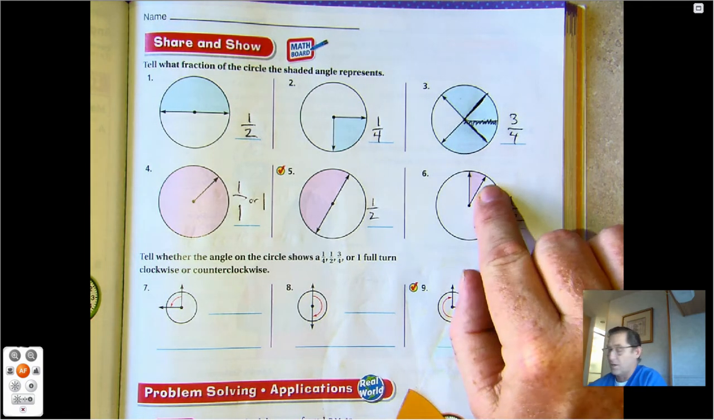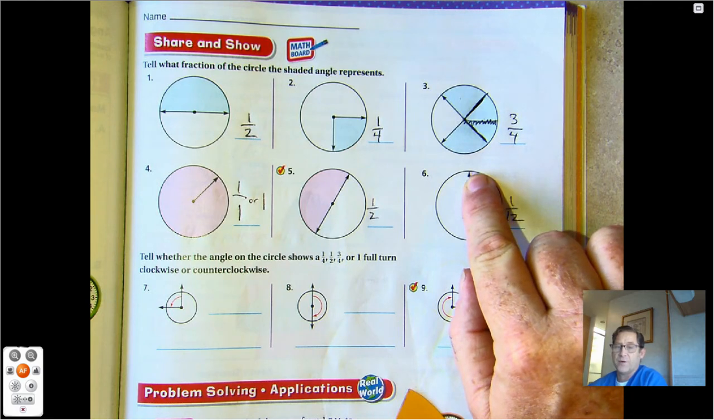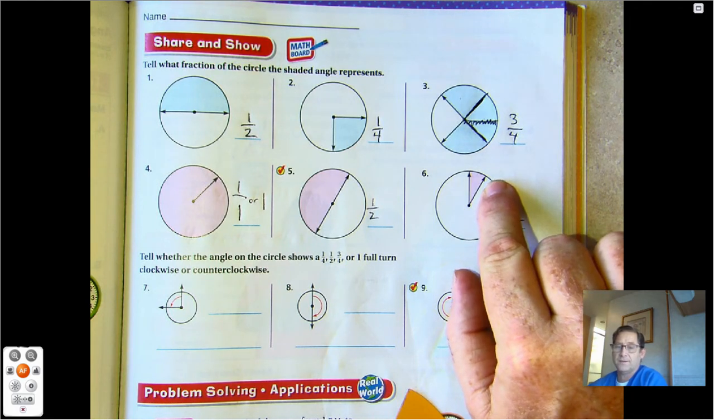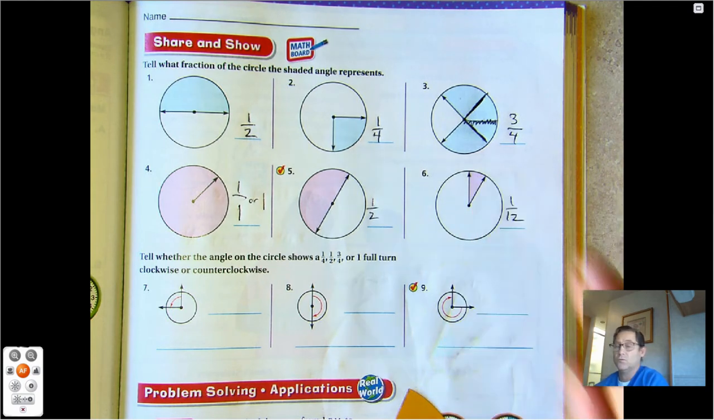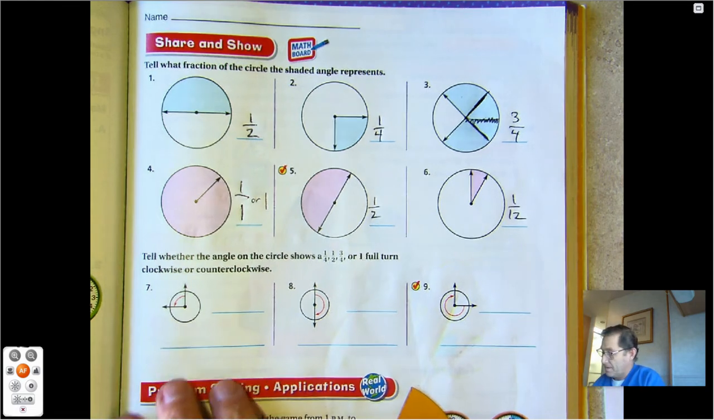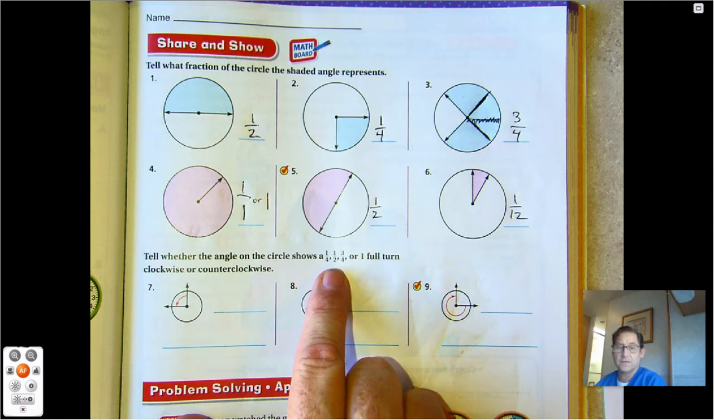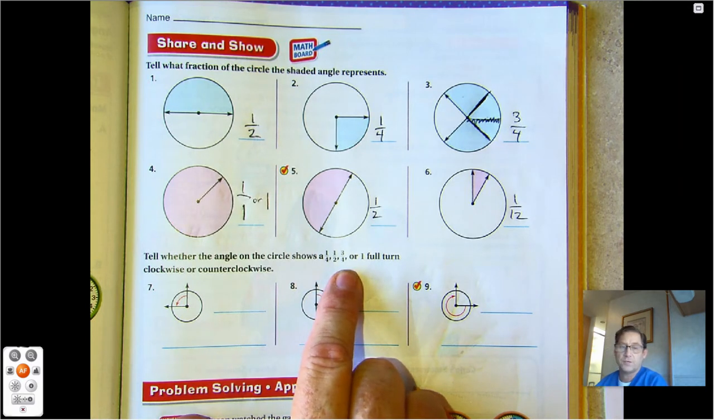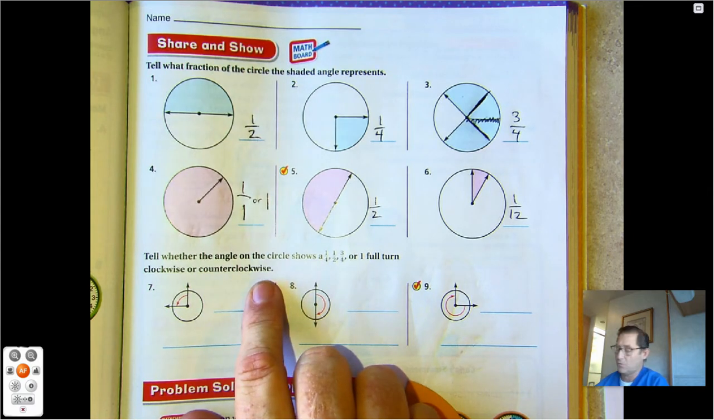Okay, this would be 1 o'clock on a clock, right? That's pointing at 12. This is pointing at 1. So it would be 5 minutes. So 1/12. All right, now tell whether the angle on the circle shows a quarter turn, a half turn, a 3/4 turn, or 1 full turn, clockwise or counterclockwise.